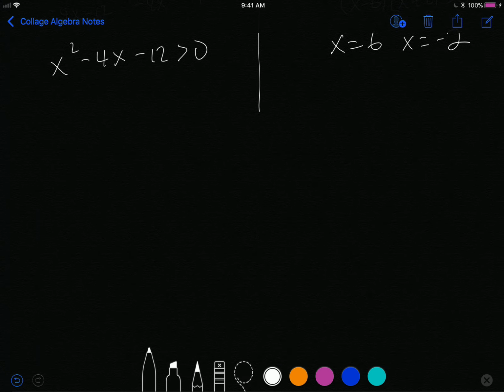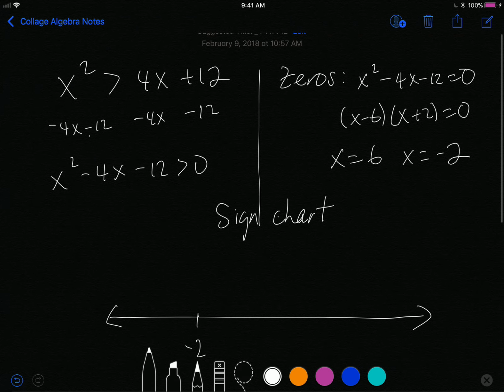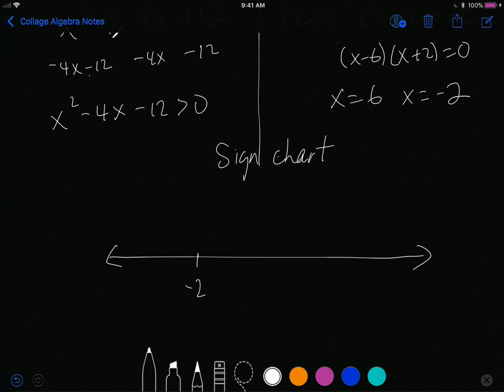I am creating my sign chart. A sign chart is a number line that is designed to help us get the answer. On this number line, I will put negative 2. I need to make this greater than or equal to. And on the other side, on my sign chart right here, I have a 6.